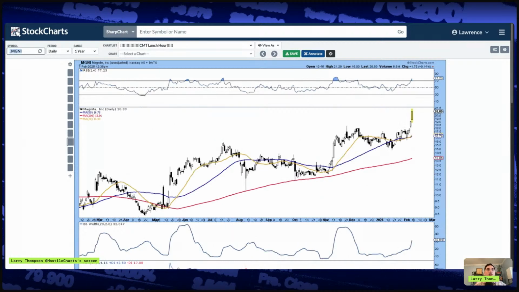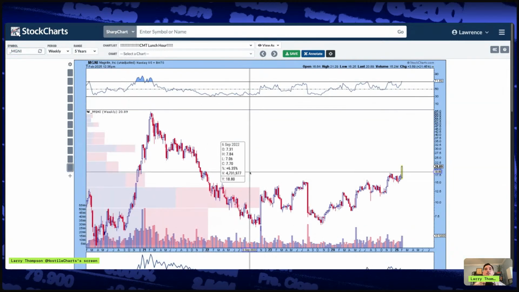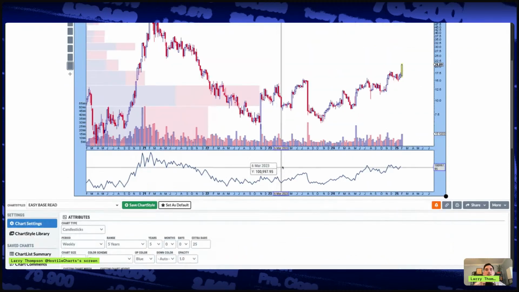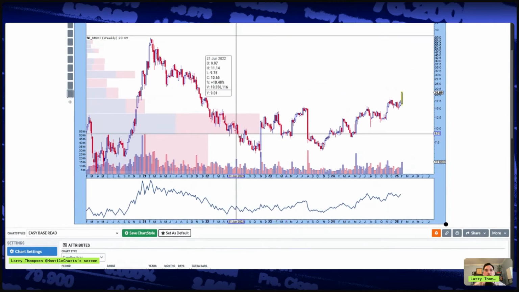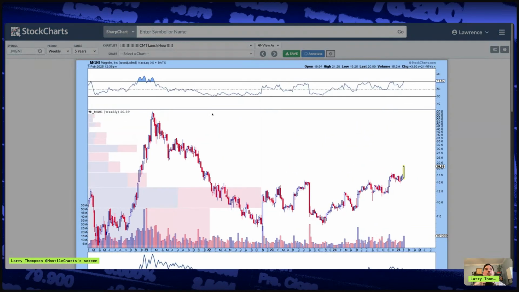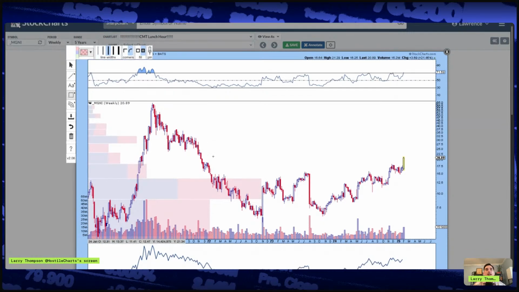I think that's big. Magnite, shout out chat for this one. Magnite, beauty. Look at that base. Let's highlight this base, that Kim K base. Look at that $20 level. You think it's a coincidence it's finding that against $20?